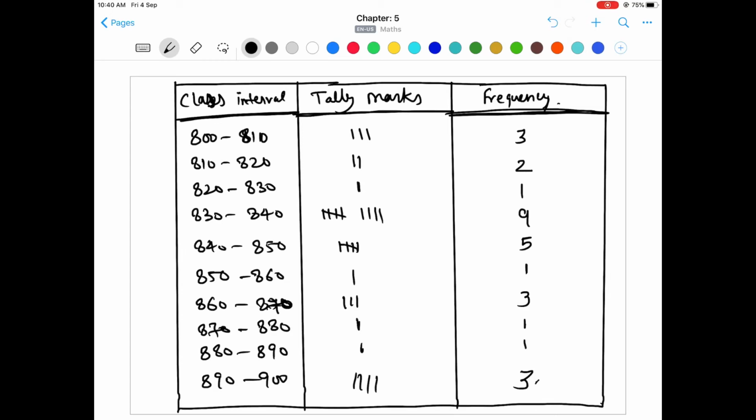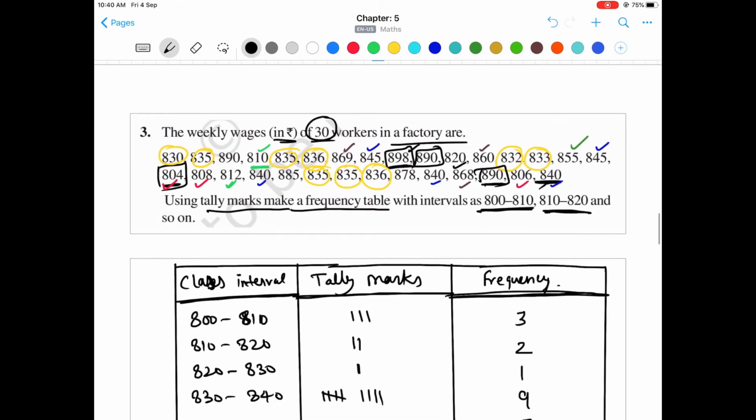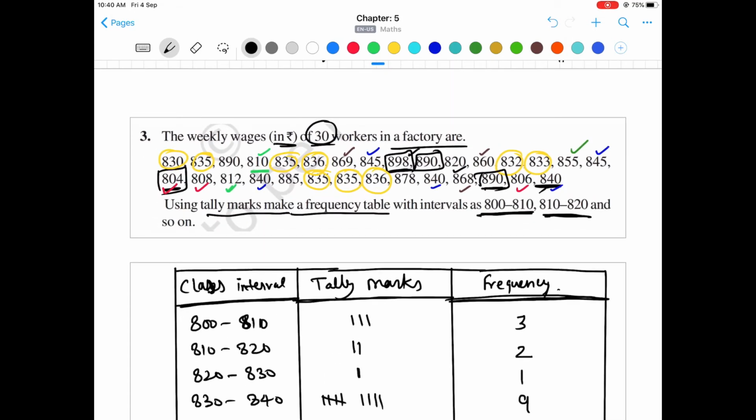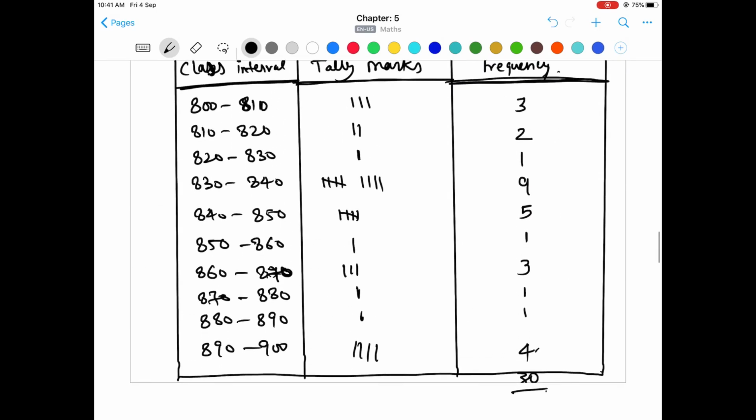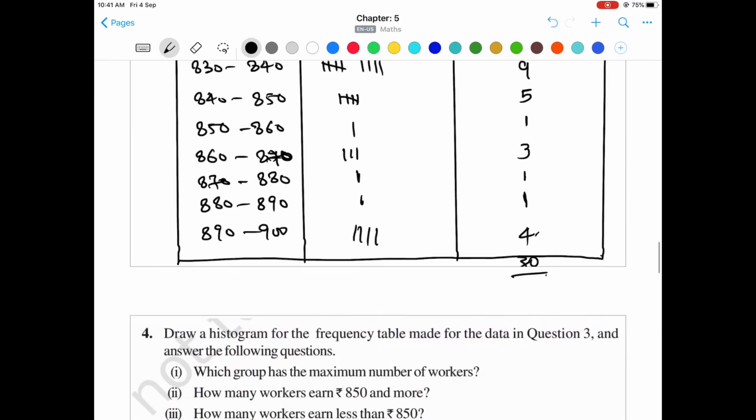I think there are 4 of this one, because we have left this one here. So 1, 2, 3 and 4. So now you can see the total here is matching, 30. Okay, so that's the solution of question number 3.